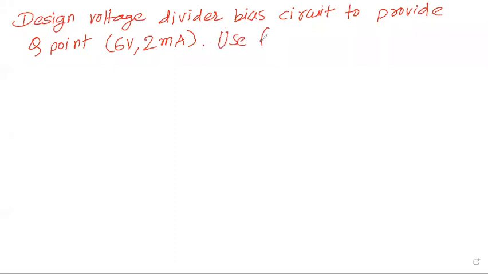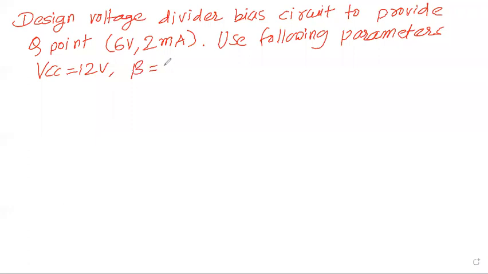Use the following parameters. I mentioned that you use VCC 12 volt. You use beta of transistor equal to how much? I mentioned 150, so let us make it 100 for simplification. And VBE 0.7, that is not mentioned. If it is not mentioned, you take 0.7 only. And stability factor less than or equal to 12. I will take 10 so that again figures will be better.